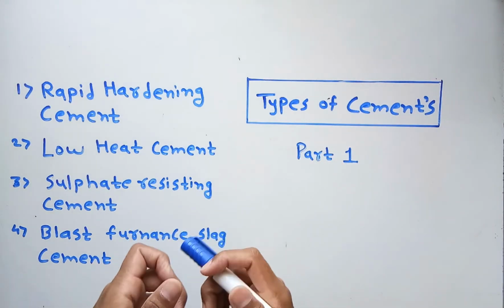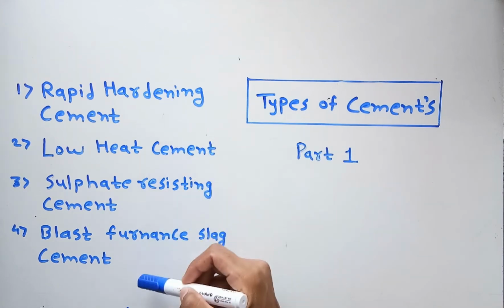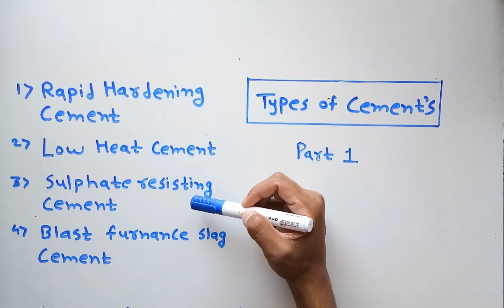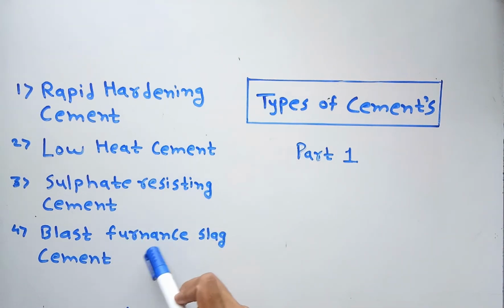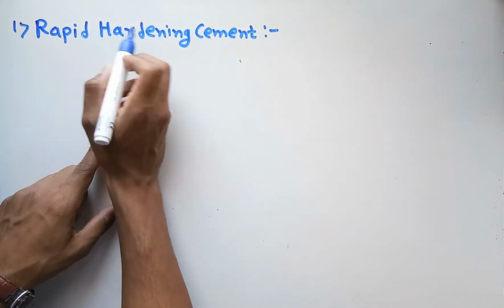So in this video we will see the various types of cement. Initially we will cover these four types of cements: rapid hardening cement, low heat cement, sulfate resisting cement, and finally we will see blast furnace slag cement. So our first type is rapid hardening cement.